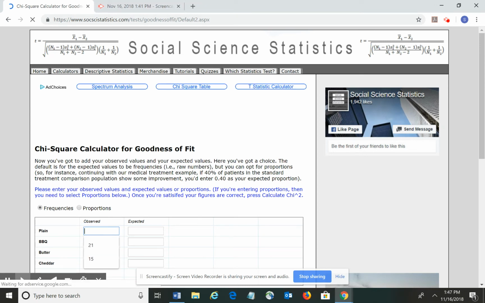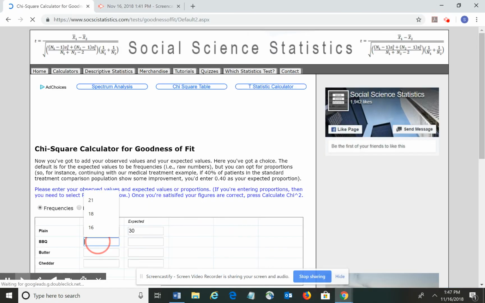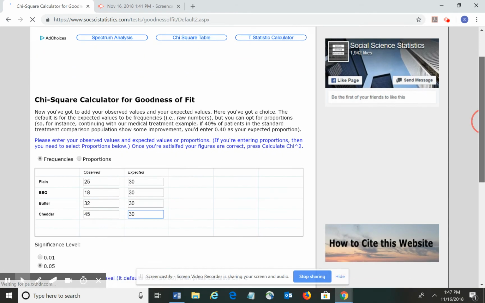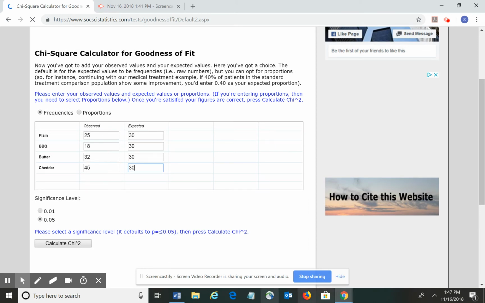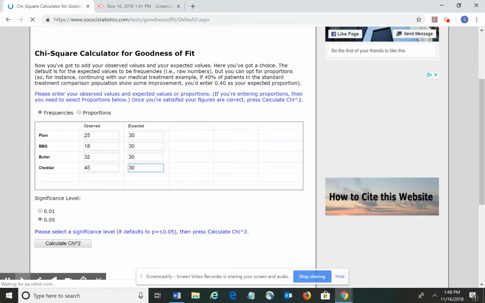Okay, so my observed, I had 25 plain, I expected 30. I had 18 barbecue, 30 expected, 32 butter, 30 expected, 45 cheddar, 30 expected. So you enter all of the values, the observed and the expected. We were asked to use in the problem alpha equals 0.01. So we're going to check the little button next to 0.01, and then we're going to tell it to calculate. And it's going to think for a minute and then give us our answer.